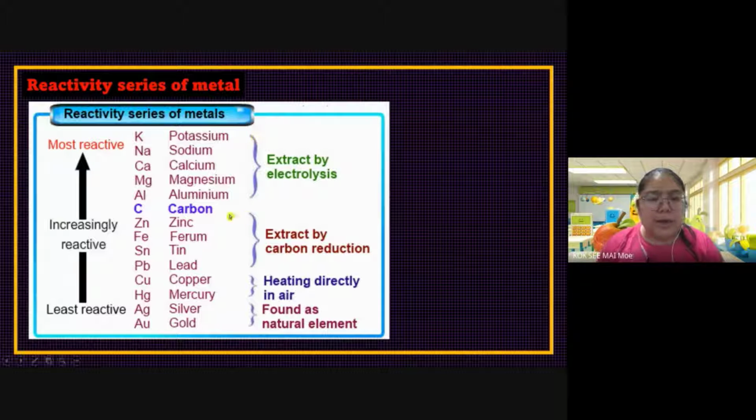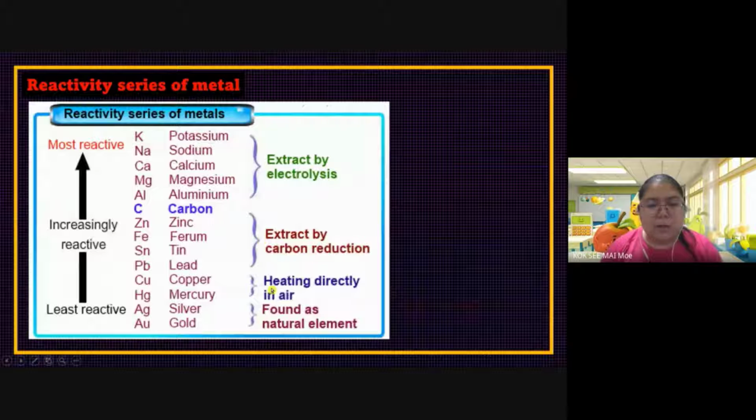Okay, after that you can see between them there's carbon. The carbon block. So this part from the zinc until the lead, they're extracted by carbon reduction. So they're using the carbon to extract. Okay, so that means just now the first one is using electrolysis. Number 2, they must include the carbon, okay, to do the reduction.